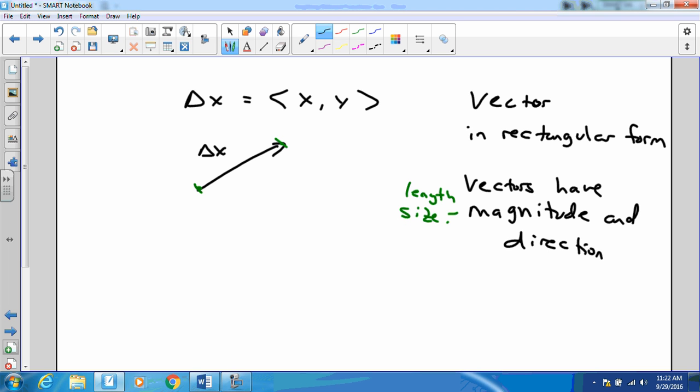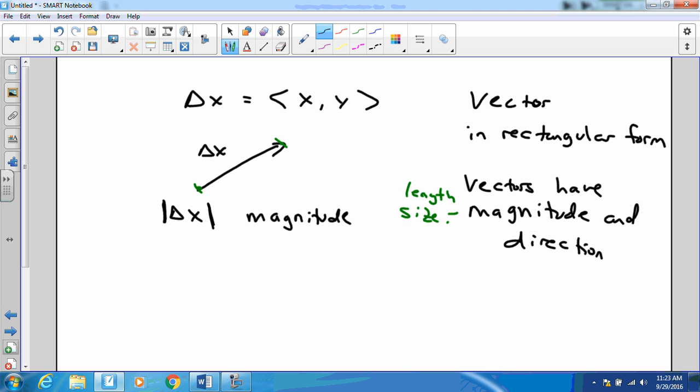We're going to use absolute value bars to represent the magnitude of a vector. These absolute value bars are really pronounced magnitude of or size of. So the magnitude of delta x is going to be its length or size. Its magnitude. Magnitude equals delta x? No, no. Or absolute value of delta x? That. Okay.